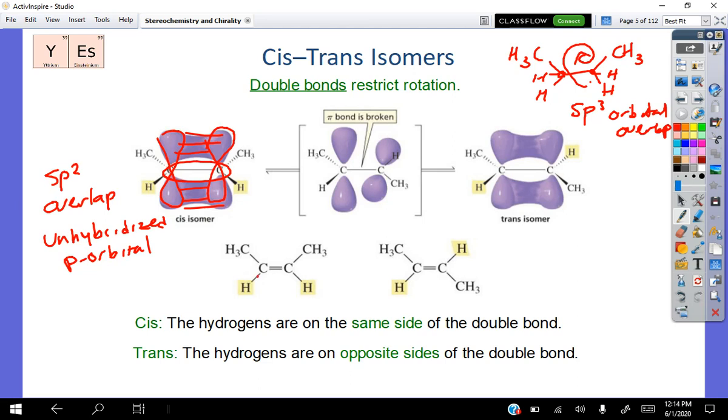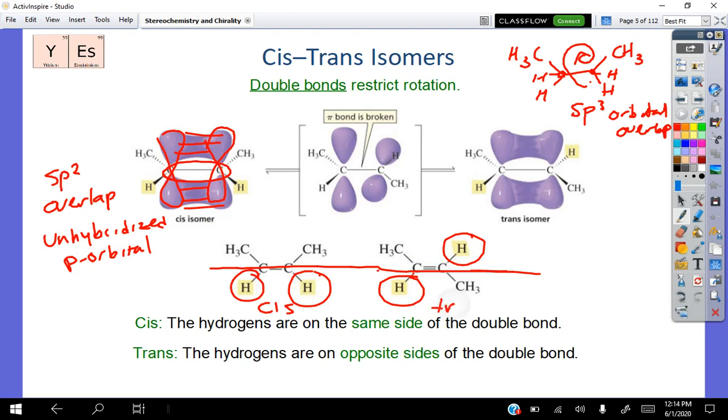Notice that we have hydrogens on the same side of the double bond. So if I put a line through the double bond this way, I see H's are on the same side, and then my substituents are on the same side. That would be a cis molecule. If I draw that line through again and I find that the H's or the substituents are on opposite sides of that double bond, then it is a trans molecule.